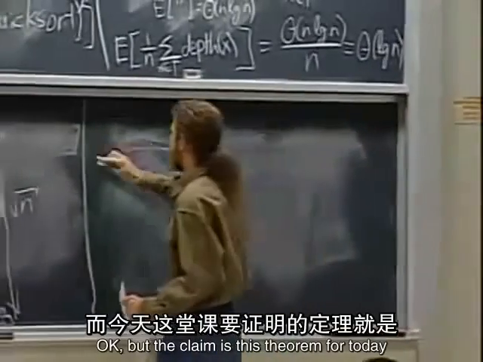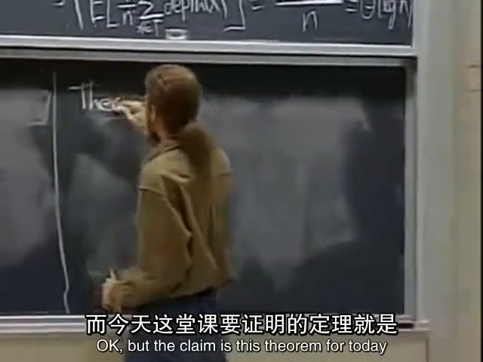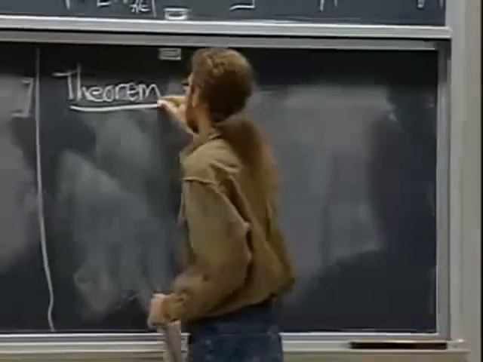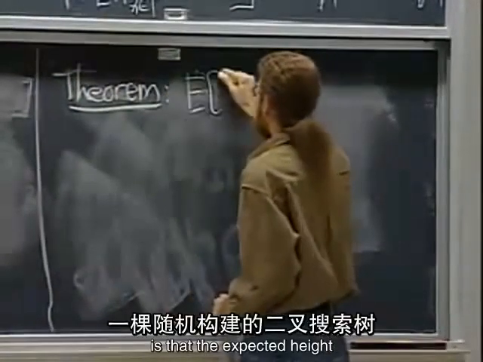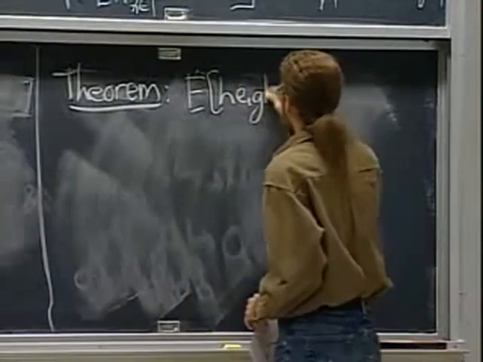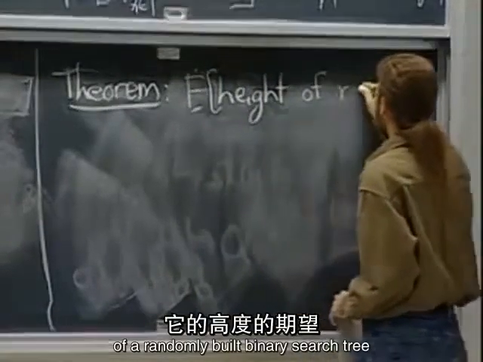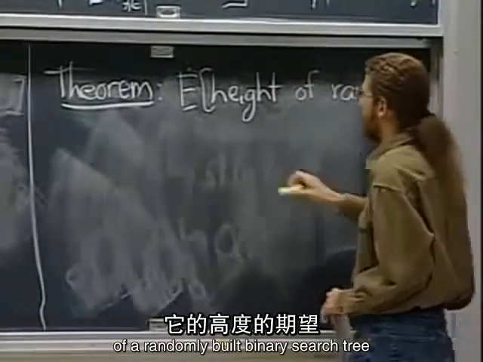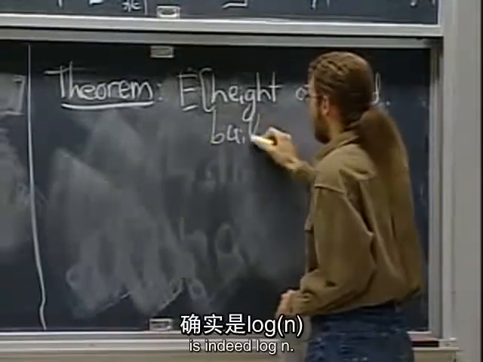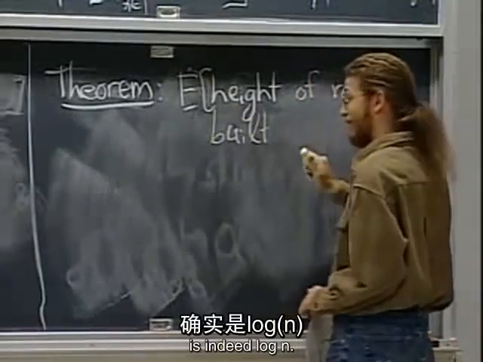But the claim, the theorem for today, is that the expected height of a randomly built binary search tree is indeed order log n.